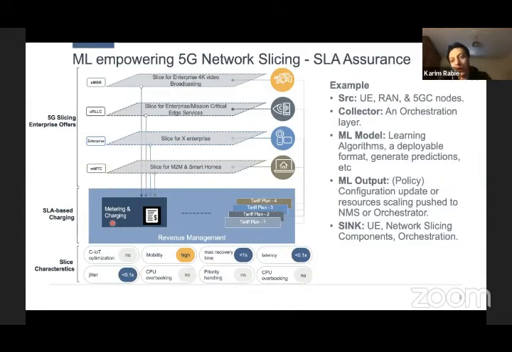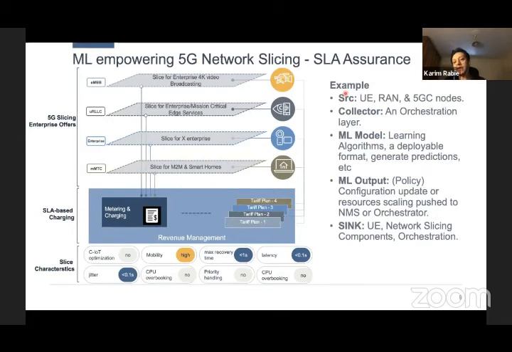I'm focusing mainly on machine learning, not on the other techniques. I'm bringing some examples, and I'm using some terms. I'm sure they will be discussed in this session, but they are more or less standard terms. The source of the data, the network elements that are going to feed a machine learning pipeline, are going to be the members of the network slice, starting from the UE, the RAN, and the core network. These nodes are going to feed a certain collector with data patterns and data feeds.